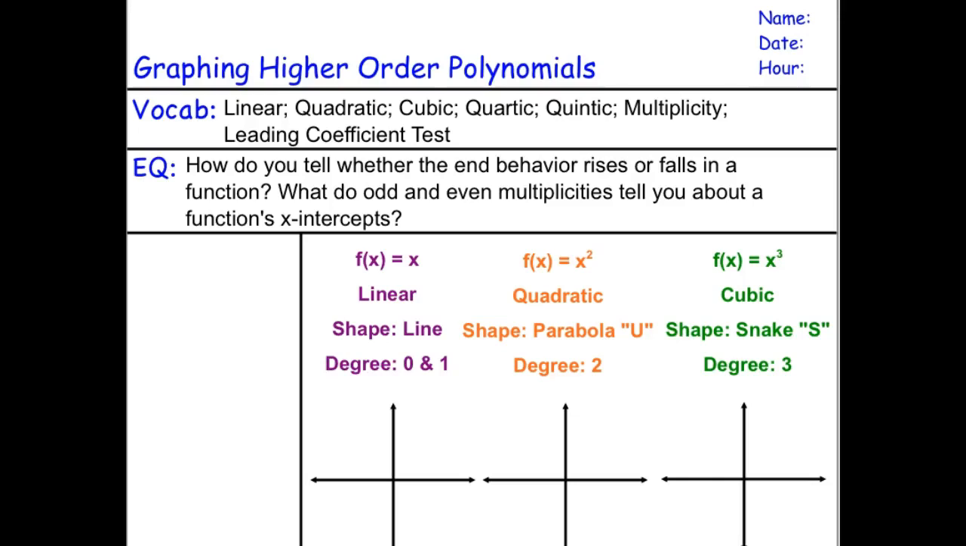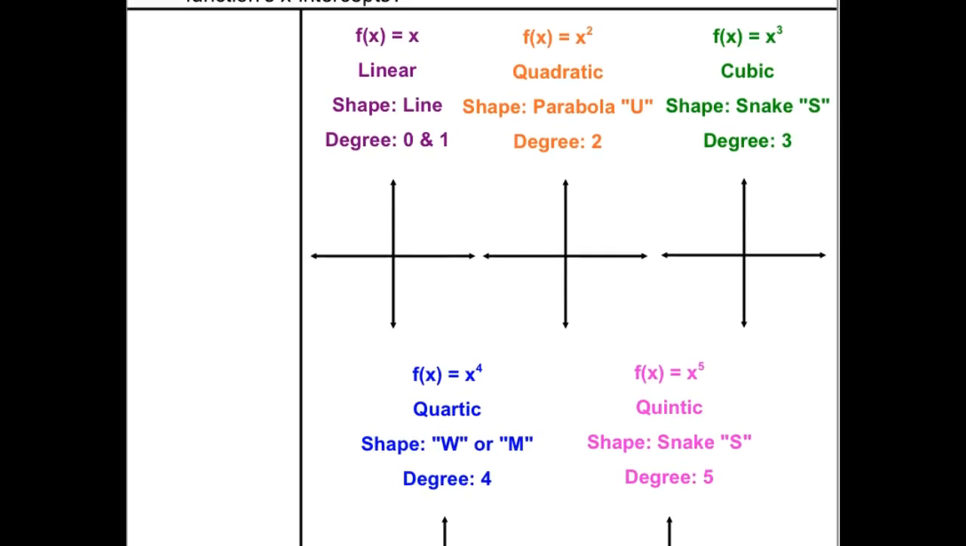Hey everybody, as promised, the second half of our unit deals with graphing our polynomials. So I want to start off with reviewing our three we've already seen: linear, quadratic, and cubic, and then introducing quartic and quintic. When we have a linear, remember a linear is going to be a line, so it's either going to be going upward or it's going to be going downward.